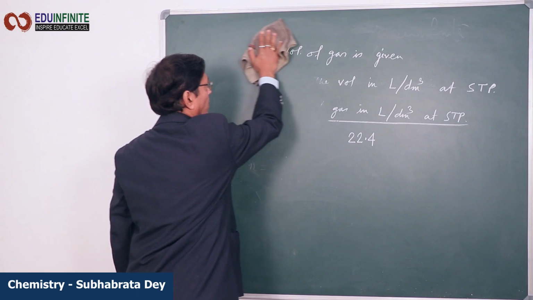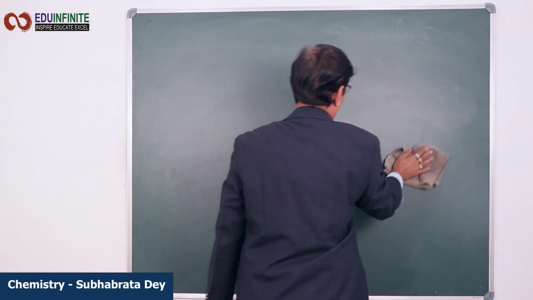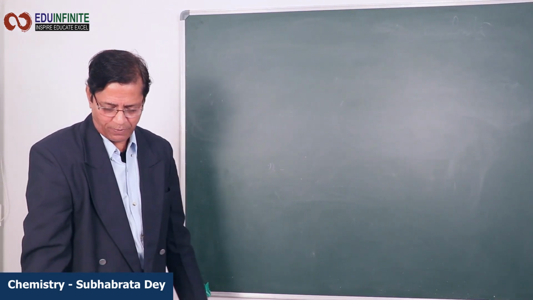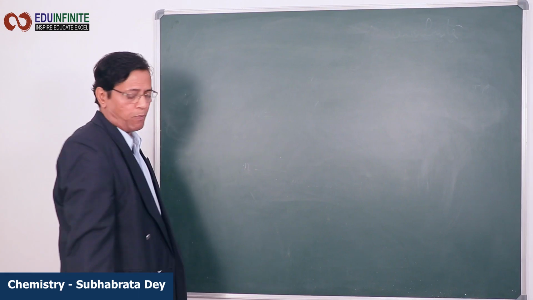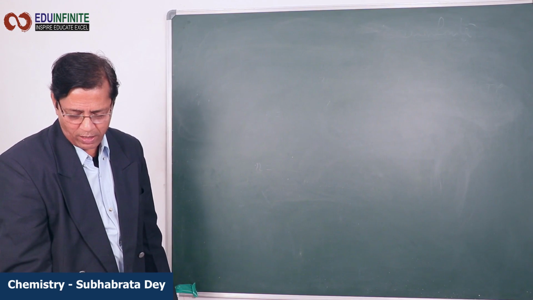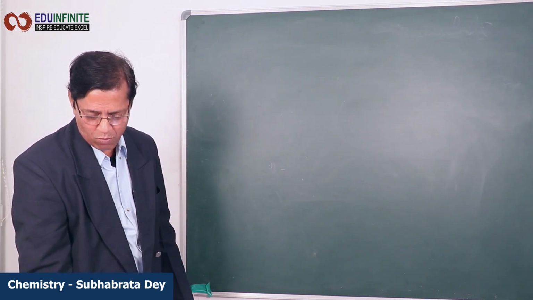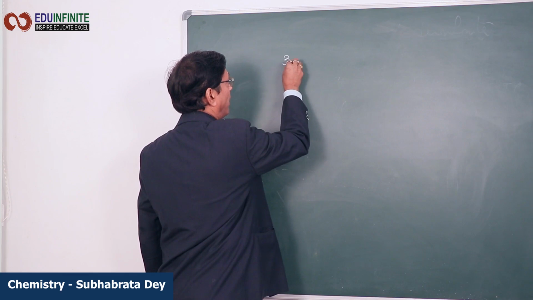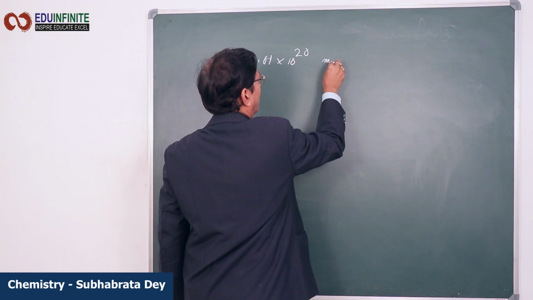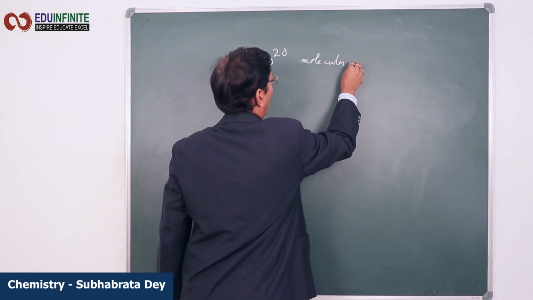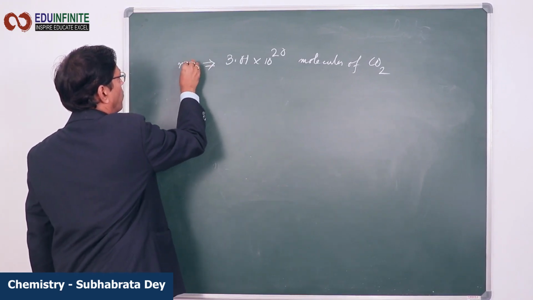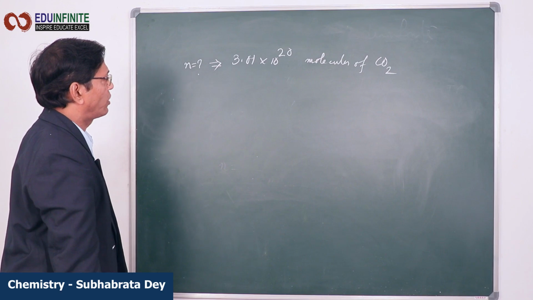Let us apply this concept to calculate the number of moles in different cases. Case 1. Calculate the number of moles present in 3.01 into 10 to the power 20 molecules of CO2. In this case, what is the number of moles of carbon dioxide present?